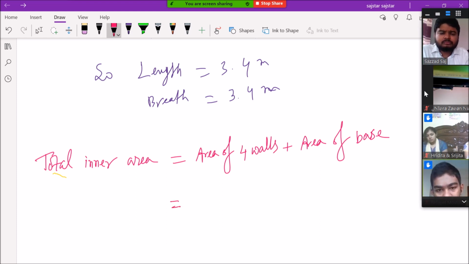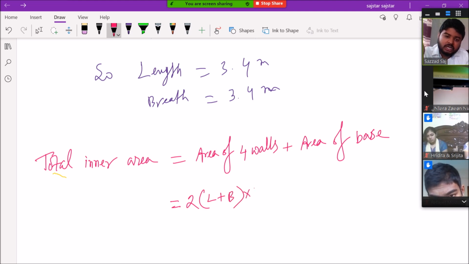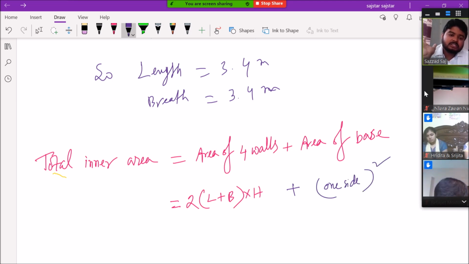Now we have a direct formula for area of 4 walls. What is the direct formula? 2 into (length plus breadth) into height. 2 into (length plus breadth) into height. Now area of base. What is the formula for area of base? You know, the shape of this reservoir is a square shape, so we have to apply the formula of a square, and we know the formula of a square is what? One side squared, one side squared.